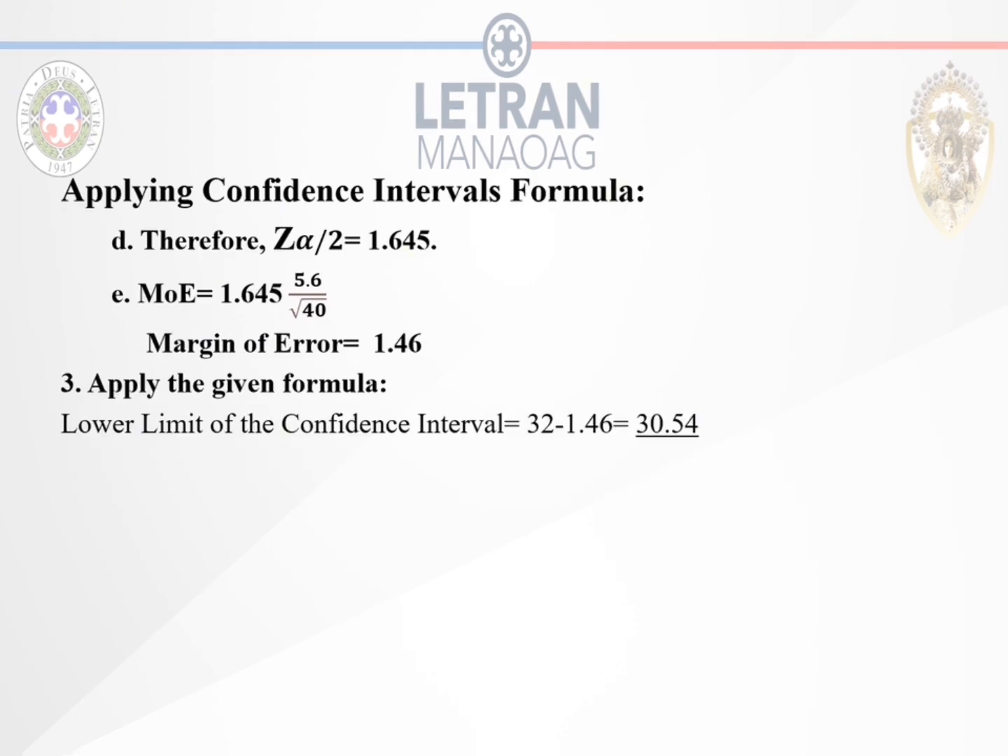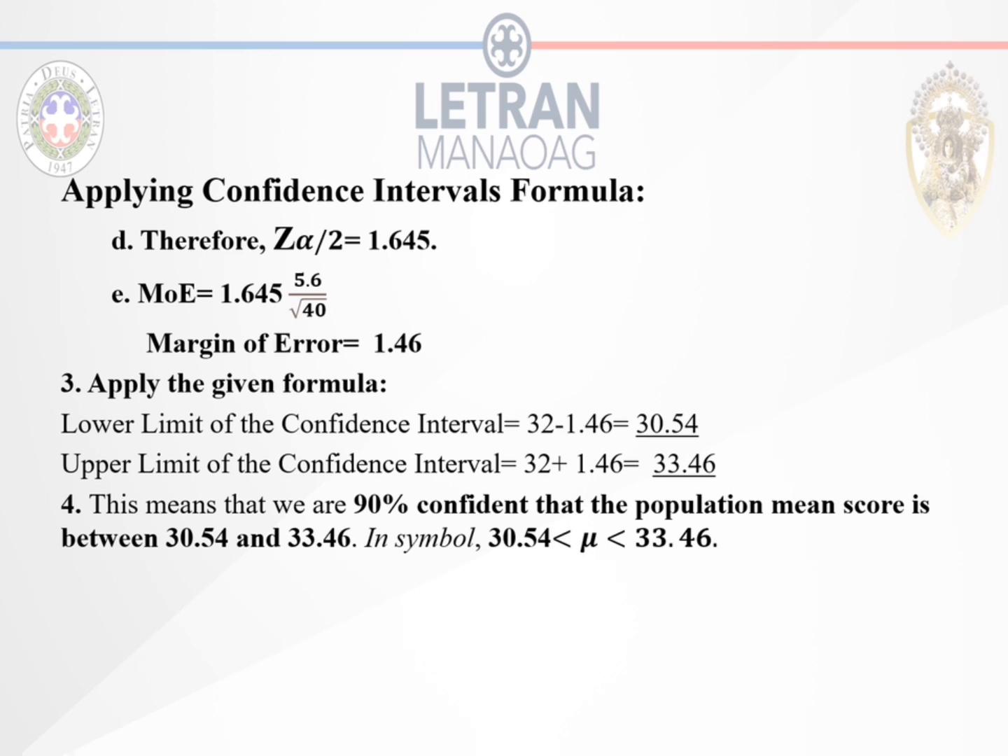Now that the formula is already complete, we can solve for the lower limit, which is 32 minus 1.46, which will give us the result of 30.54. And the upper limit, which is 32 plus 1.46 equals 33.46. This means that we are 90% confident that the population mean score is between 30.54 and 33.46. In symbols, the population mean is greater than 30.54 but less than 33.46.